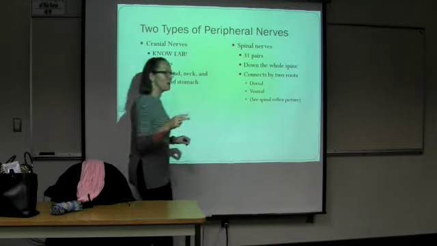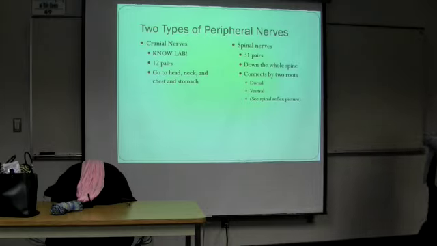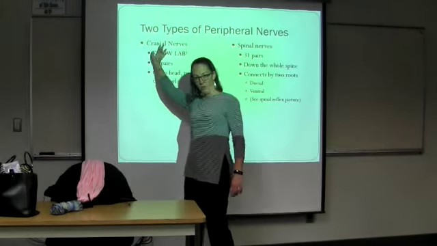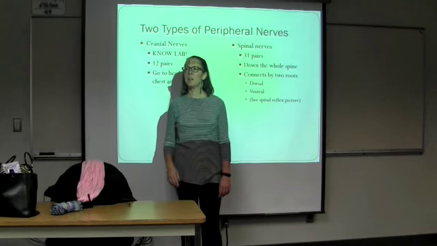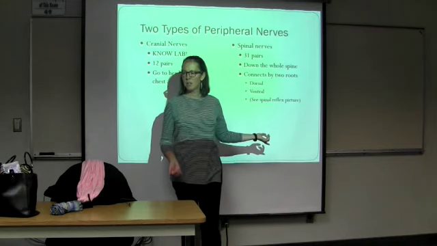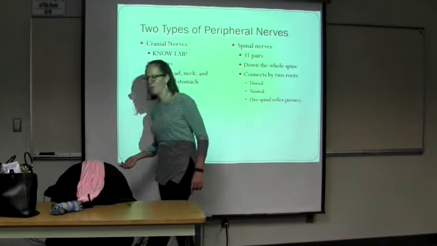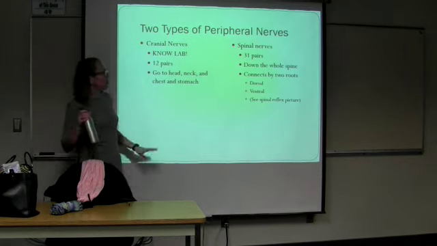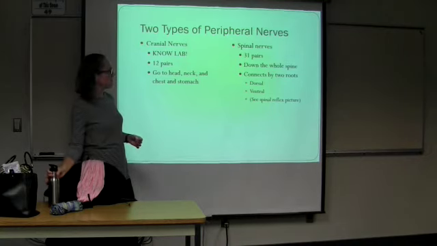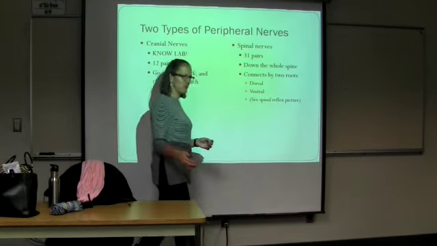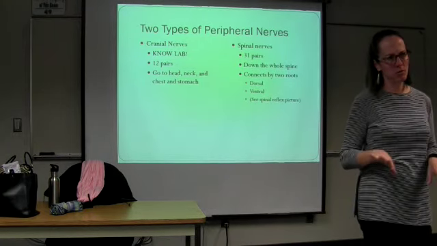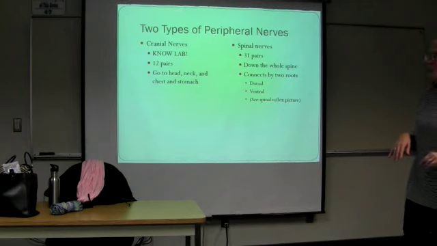So there's two major groupings that we're going to talk about now with the peripheral nerves. There are spinal nerves and there are cranial nerves. Why do we call these cranial nerves? They come out of the cranium. Very good. What do we call these spinal nerves? They come out of the spine. So with spinal nerves, there's 31 pairs. We're going to go over all the pairs in a little bit. They go down the whole spine, from cervical down to L1. Well, further than that, I should say.